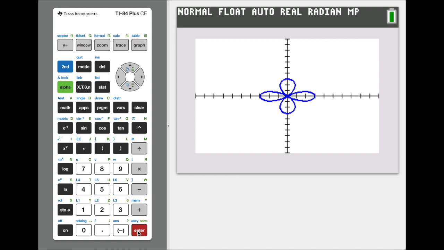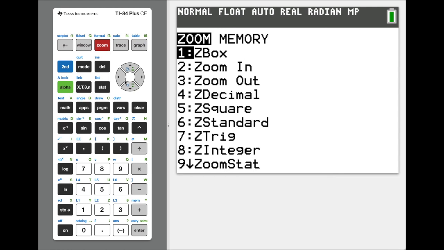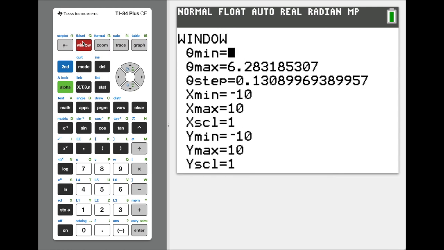Okay, now I can see that I'm probably going to want to adjust the x values and the y values for this window. It looks like our rose curve only extends as far as plus and minus 3 in both the x and y directions. So I'll go to the window, and I'll go down to x minimum, which will be negative 3, and the x maximum will be 3, and the y minimum negative 3, and the y maximum also 3.